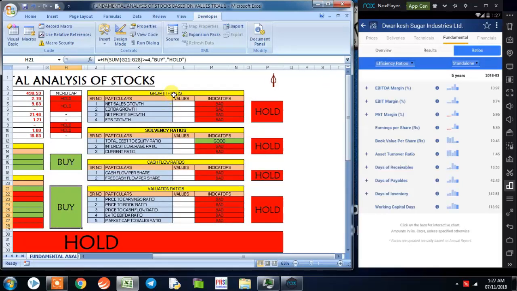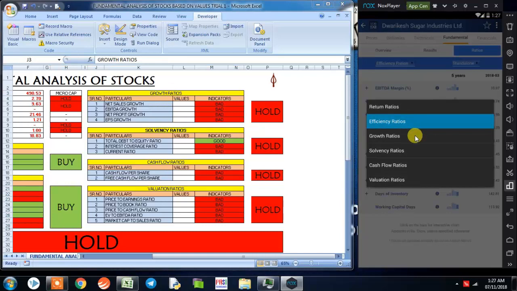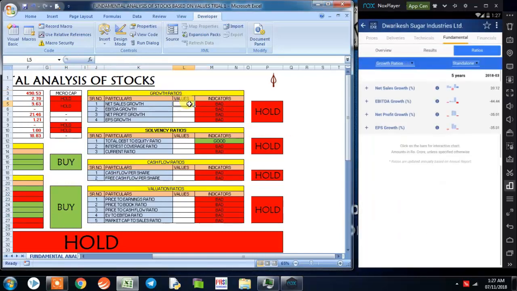Now coming on to growth ratio, the first is net sales growth, which is 20.12, EBITDA growth is negative 44.44, net profit growth is negative 35.01 and EPS growth is negative 35.01. So overall, the growth ratio has not given us a signal to buy this stock at this point of time.